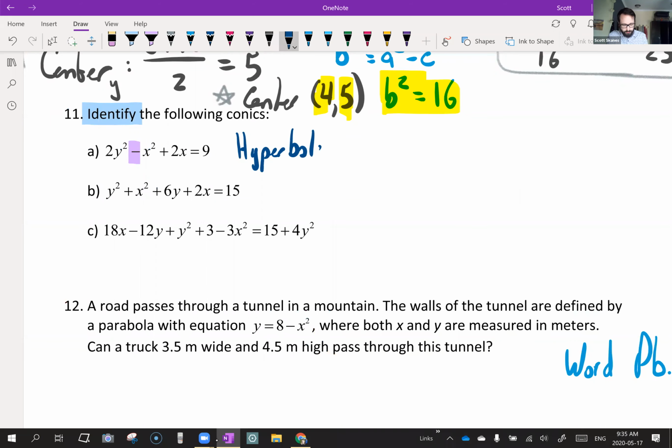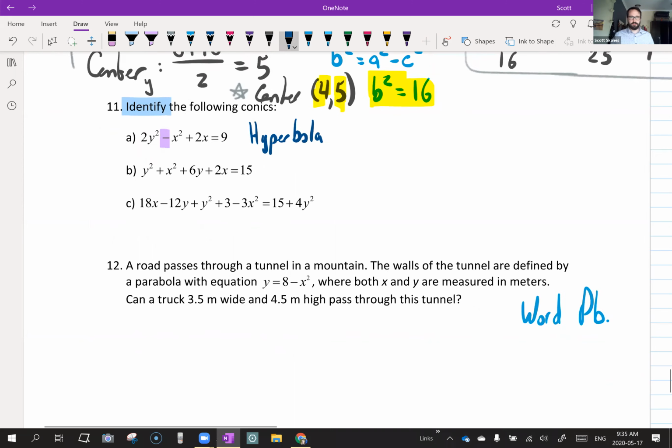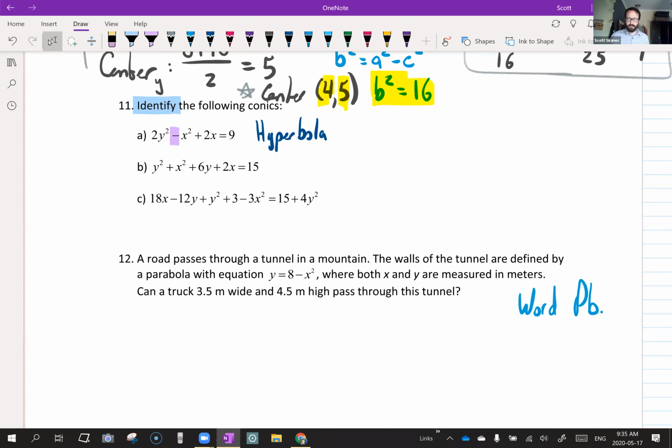So that would be a good multiple choice. I'm not saying that it is a multiple choice. I'm just saying that it would make a good multiple choice. The next one, let's see, take 5 seconds to figure it out. 5, 4, 3, 2, 1. You're right, it's a circle.